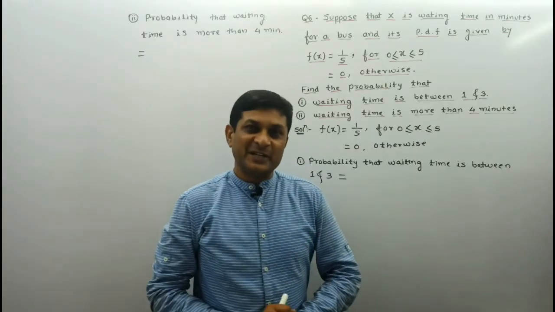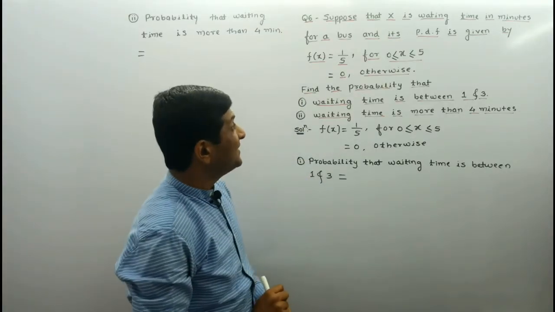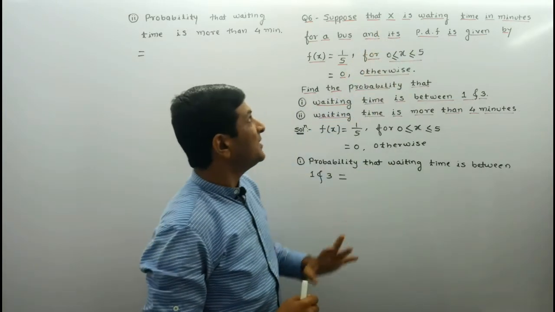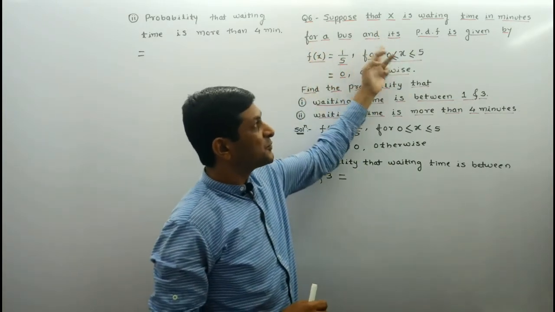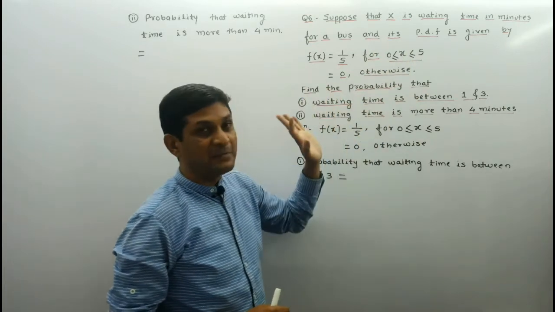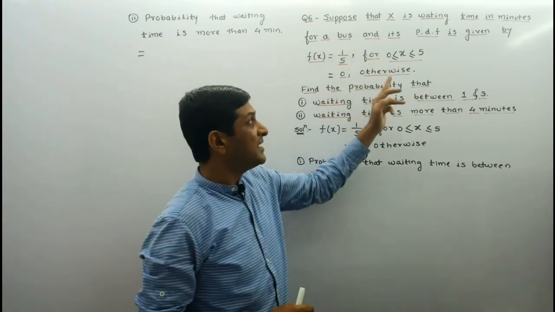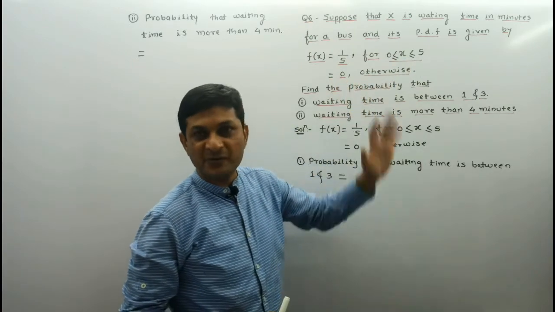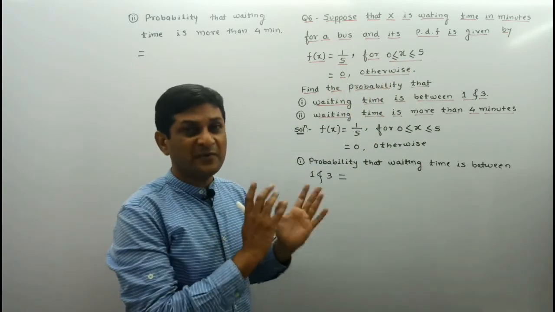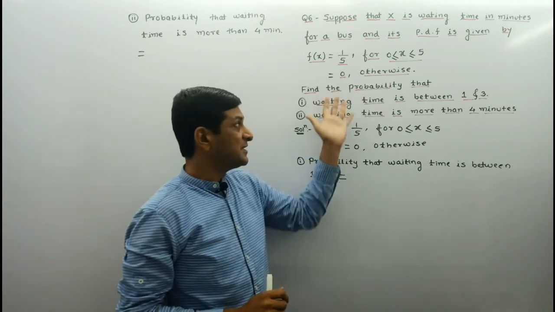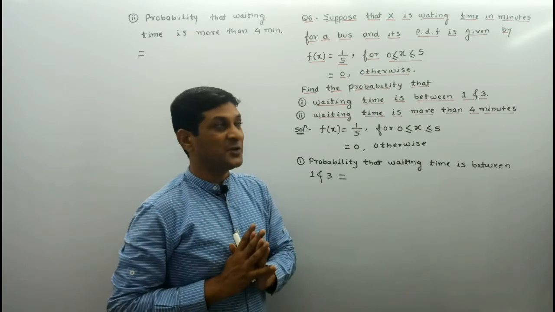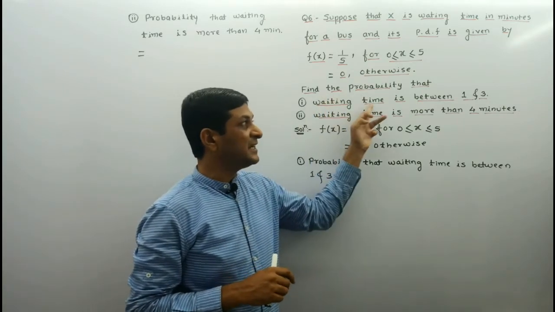Now see question number 6. In this question it is given to us that x is waiting time in minutes for a bus, and its probability density function is given by f of x is equal to 1 by 5 if x is in between 0 to 5, otherwise the value of f of x will be equal to 0. Means f of x is already defined, so we have considered whatever f of x is given to us.